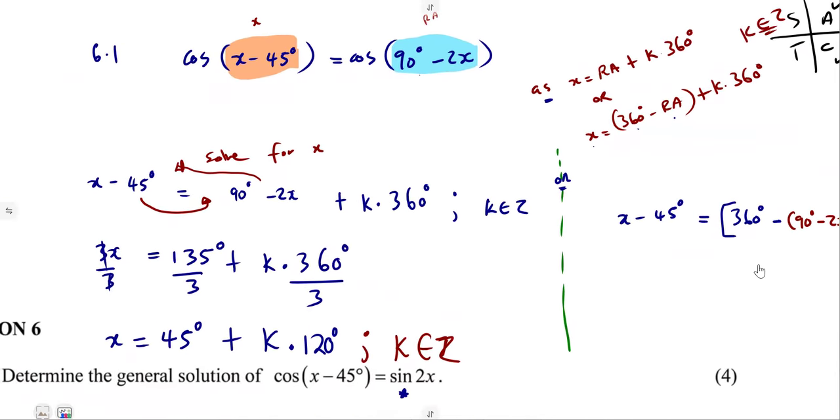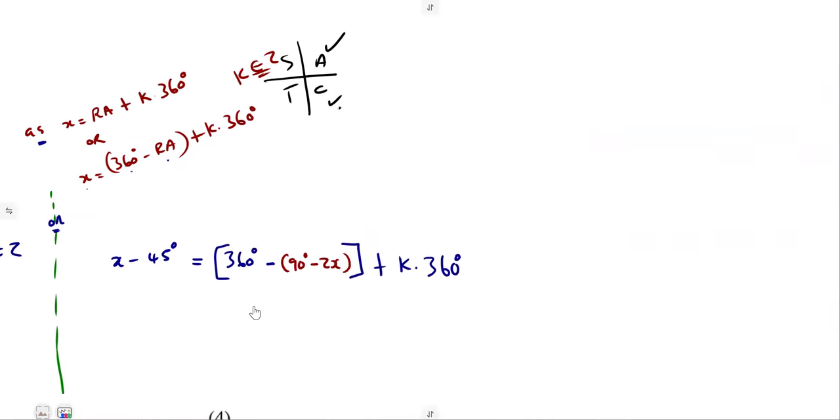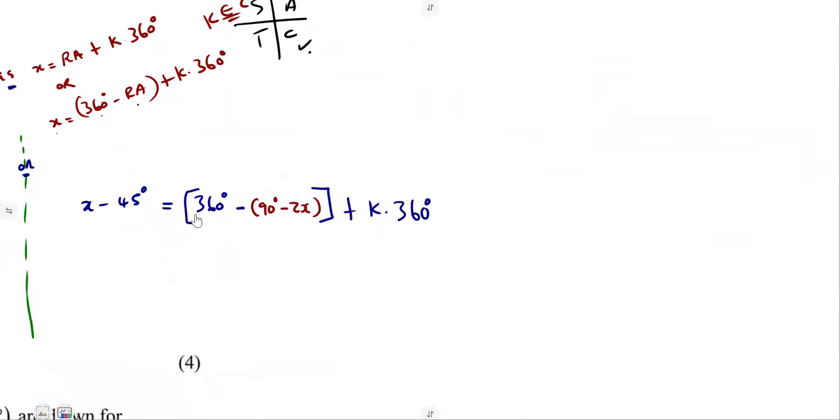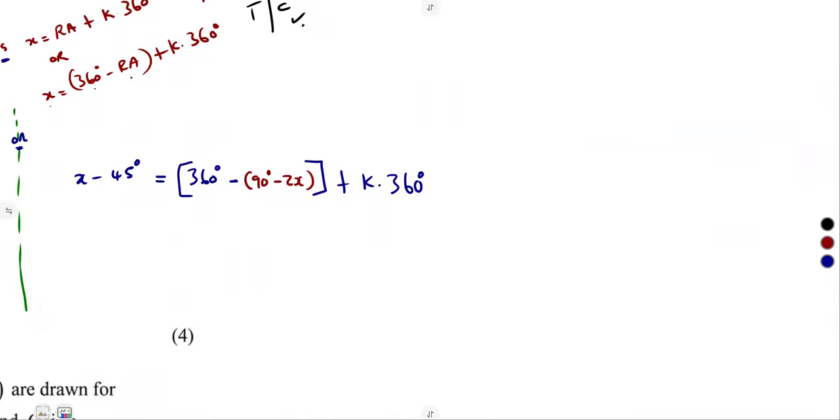So as they are two of them, the other one from 360, 360 minus reference angle. Remember, there's another solution there. So that's x minus 45 degrees is equal to expand the brackets using the negative. So it was going to be 360, negative times 90, negative 90, negative times 2x, that was going to be positive 2x. 360 minus 90 is what? That's 270.